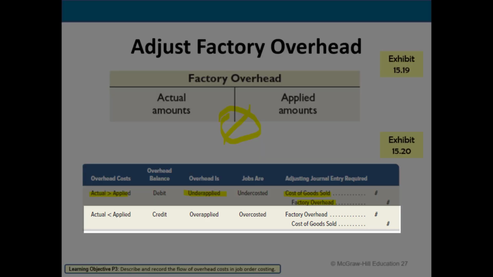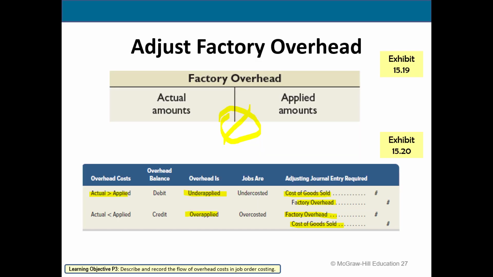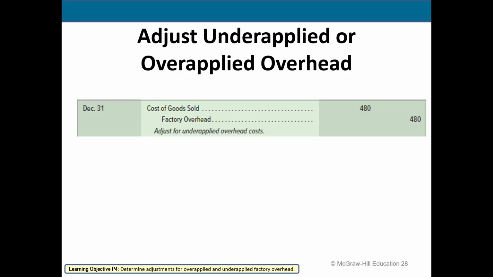If you're overapplied, meaning you've applied too much, you need to do the opposite. So here we will debit factory overhead and credit cost of goods sold. And again, you're looking at getting a zero balance in your factory overhead account. Here's an example of the journal entry for underapplied. Again, you will debit cost of goods sold and credit factory overhead.